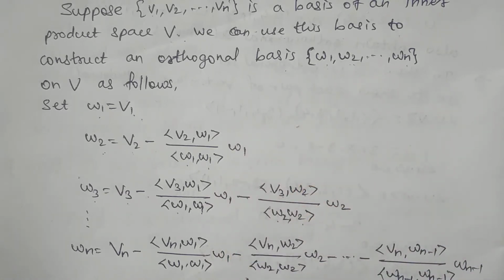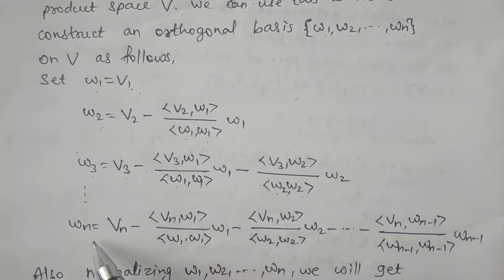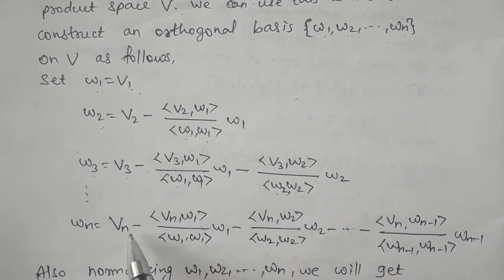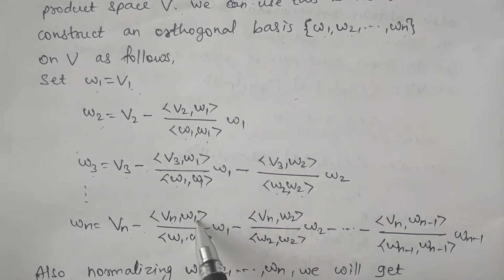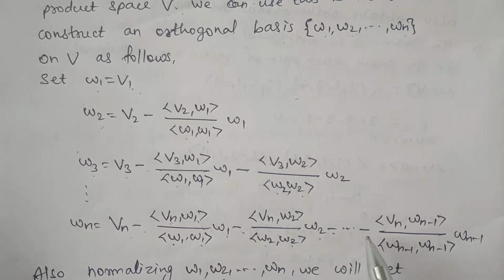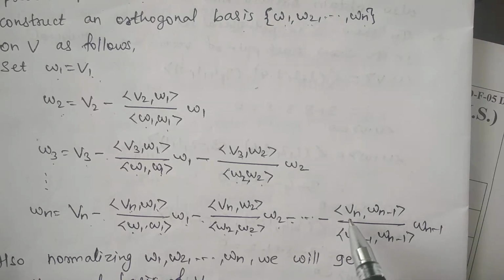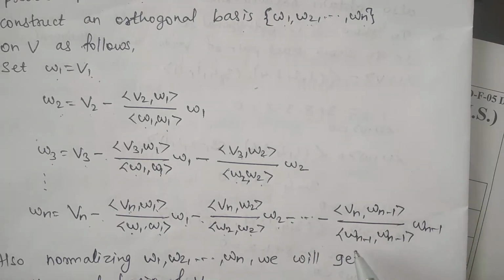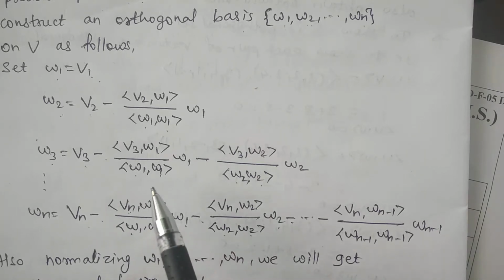Like that we can write the formula for wn, the nth vector. It is vn minus the inner product of vn with w1 upon the inner product of w1 and w1 into w1, minus the inner product of vn with w2 upon the inner product of w2 and w2 into w2, minus and so on, up to the term inner product of vn with wn minus 1 upon the inner product of wn minus 1 comma wn minus 1 into wn minus 1. So these are the steps to find the set of orthogonal basis.